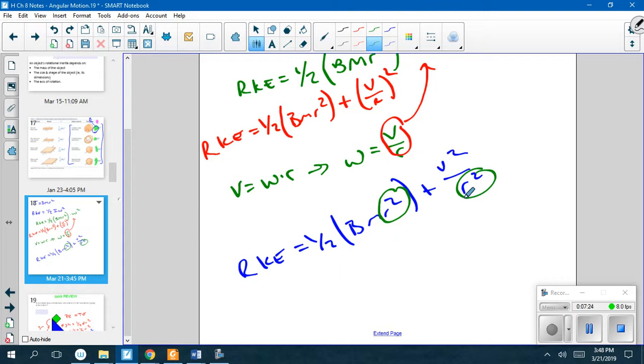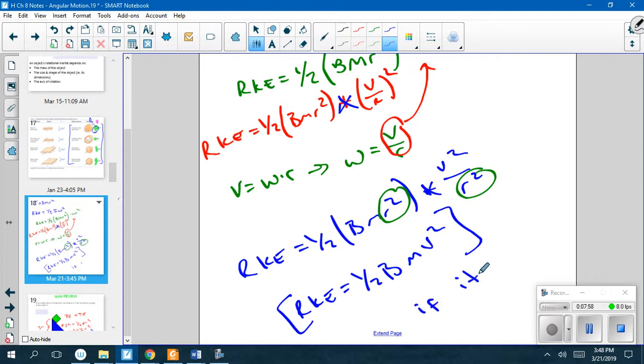Let's go a little bit further now. Rotational kinetic energy equals 1/2 B MR squared times V squared over R squared. Take a look at the R's. Those should cancel out. And this isn't a plus, this is a multiply, sorry, I got a little crazy there. It was ahead of me when it canceled out. Anyways, those should cancel out. So that means our rotational kinetic energy equals 1/2 B M V squared.